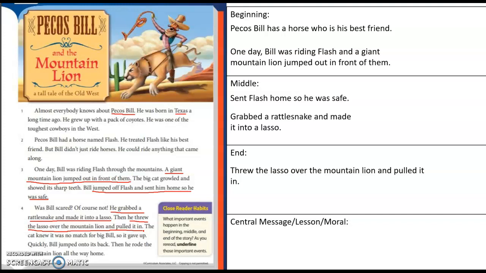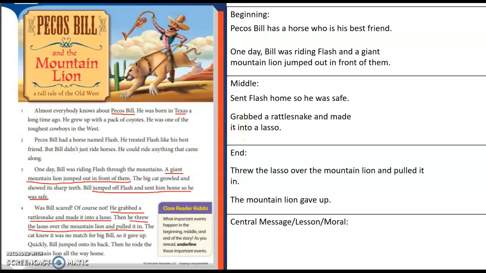Quickly, Bill jumped onto its back. Then he rode the mountain lion all the way home. So in the end, the mountain lion gave up. So we know that Bill was able to solve his problem through his actions in this story.